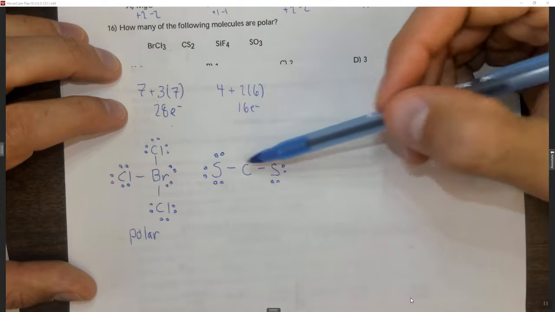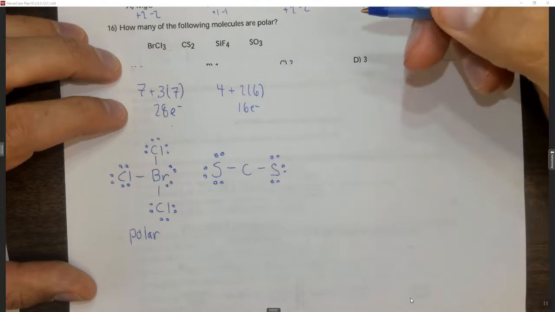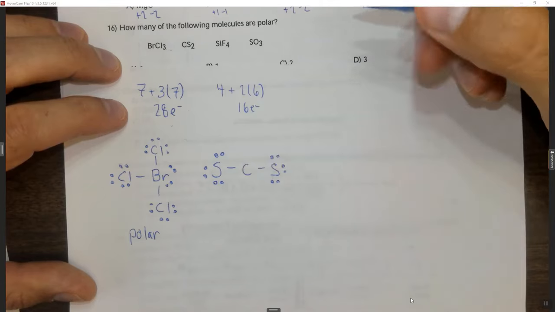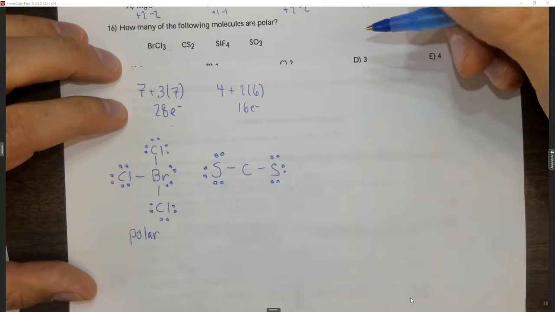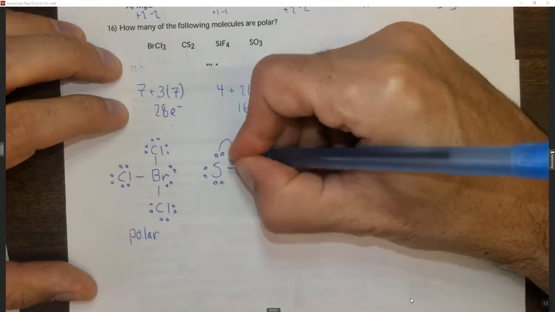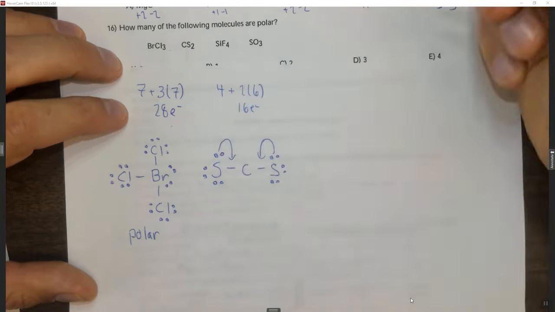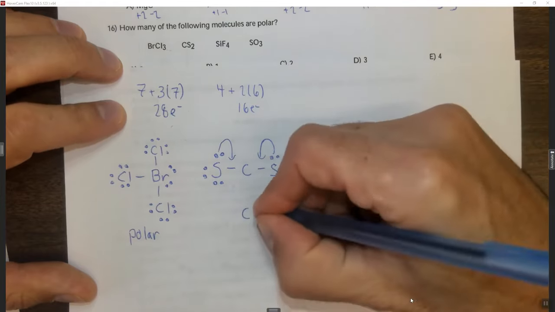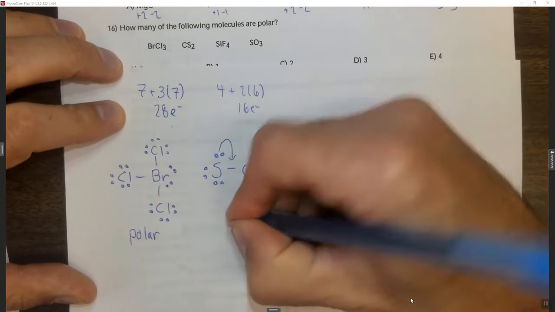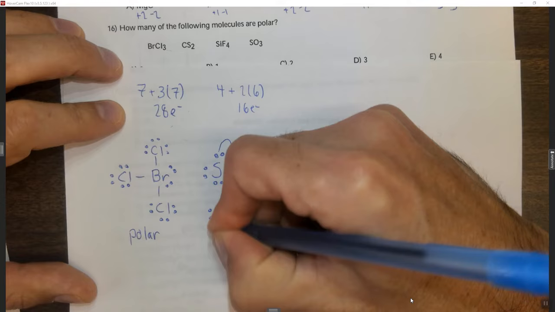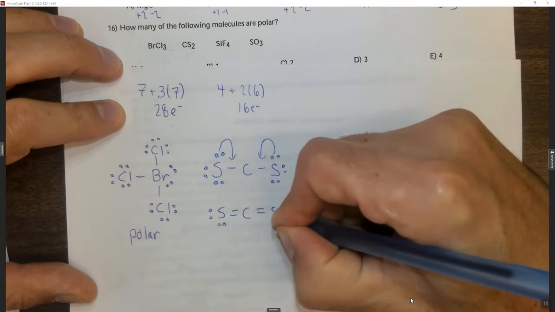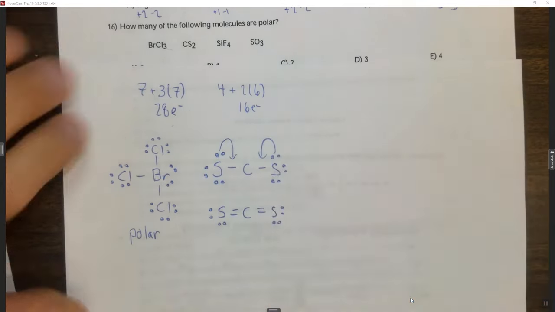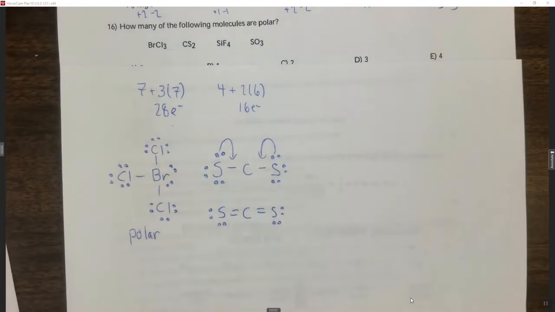But I haven't finished job 3 yet because I have not filled the octet of carbon. If I don't have enough electrons, I want to use rule 3a, which is to make multiple bonds. So I'm going to move these like this because I need to give carbon some more electrons. And what I end up with is this, which looks an awful lot like CO2, but this is CS2.